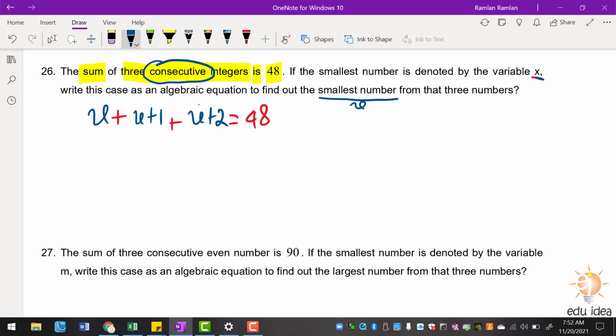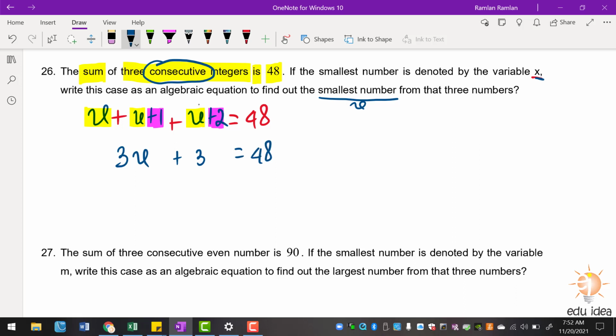Okay, so the first thing that we need to do is to simplify the expression on the left side over here. We can simplify it. Why? Because we have like terms. This guy and this guy and this guy, right? x plus x plus x is equals to 3x, right? And then we also have another like terms, which is 1 and 2, right? 1 plus 2 is equals to 3, right? So it's easy as that. 3x plus 3, and that will be equals to 48.